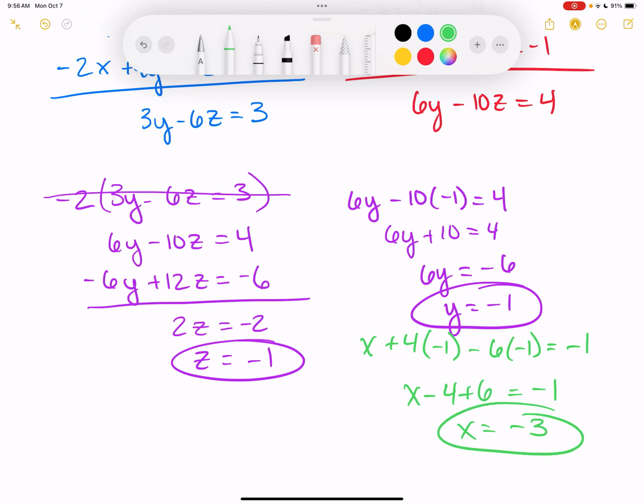How do I write my answer? Ordered triple. Negative 3, negative 1, negative 1. Yep. Why does it have to go x, y, z? Because that's how the alphabet goes. Because that's how an ordered triple works.